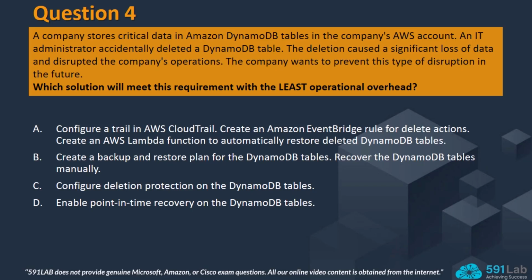So option A is configure a trail in AWS CloudTrail, create an Amazon EventBridge rule for the delete action, create an AWS Lambda function to automatically restore deleted DynamoDB tables. While CloudTrail and EventBridge can be used to capture events and trigger actions, the suggested solution introduces more complexity. It involves creating a Lambda function to automatically restore deleted tables, which may have its own operational considerations. So this is not the correct answer.